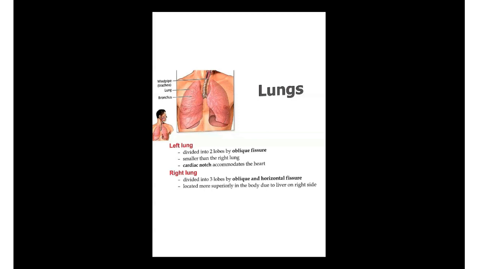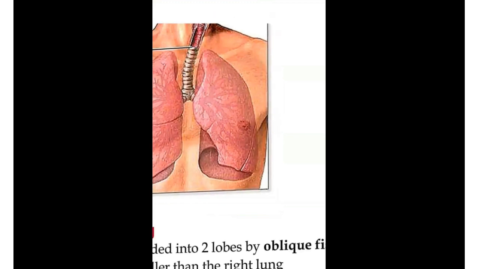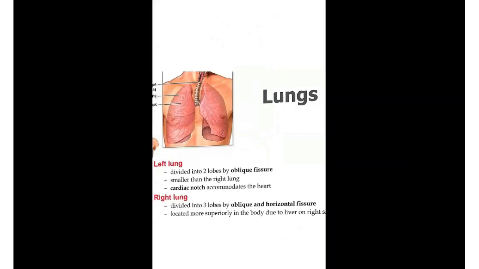Between both lungs there is a heart-shaped space where your heart is placed. Here you can see one small notch on the left side, on the medial side, known as the cardiac notch. The cardiac notch is there for the accommodation of the heart. Clear? And your right lung is divided into three lobes by the oblique and horizontal fissures.